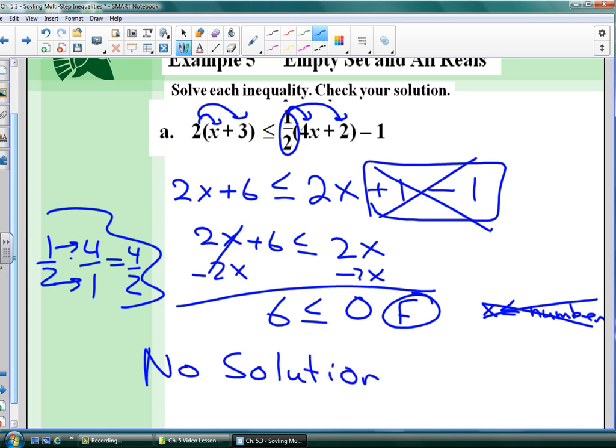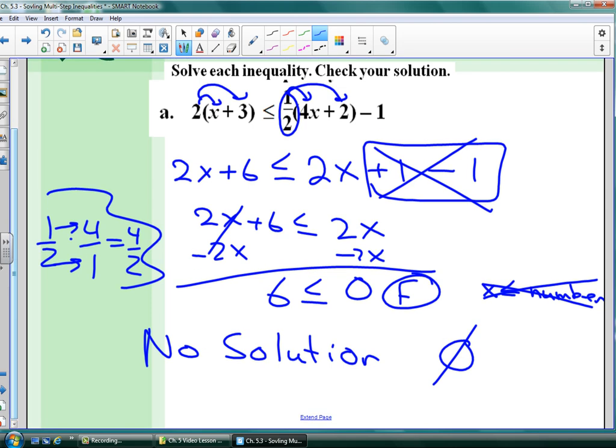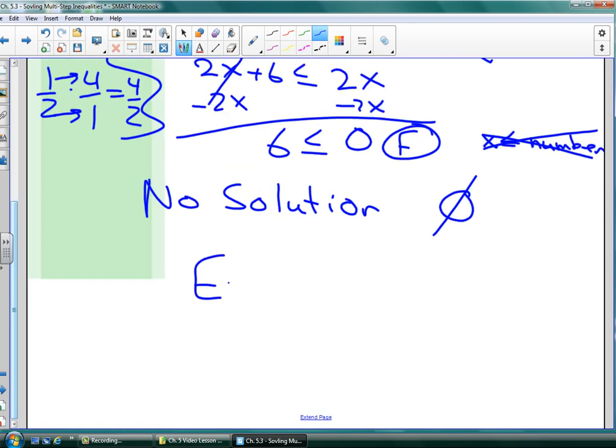Now, no solution can also be written like this, which is represented by what's called an empty set. And it's called an empty set because we're looking for the solution set. We're looking for the group of answers. Well, if there aren't any group of answers because there's no solution, then that set, that group, is empty. So we call it an empty set, which means no solution.